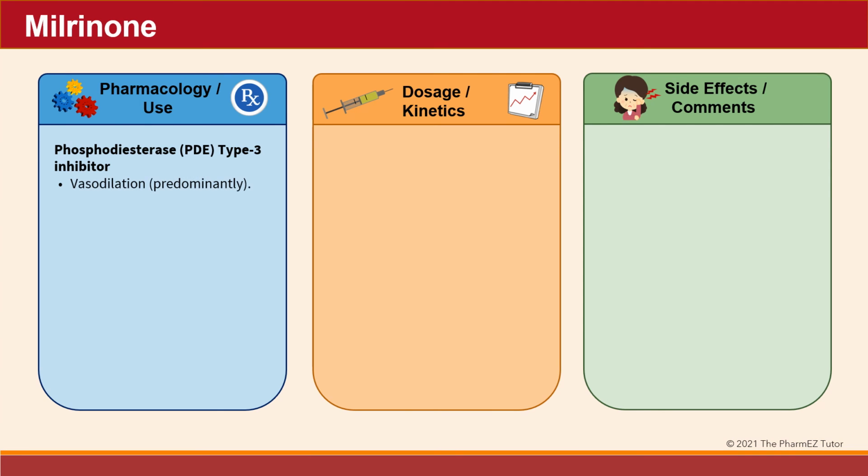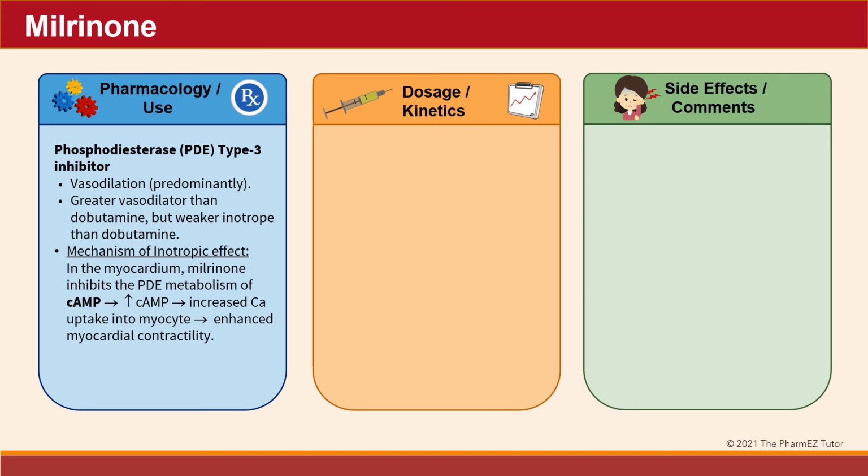Milrinone is predominantly a vasodilator. It's a greater vasodilator than dobutamine is, but it's a weaker inotrope than dobutamine. Its mechanism of inotropic effect is that it inhibits phosphodiesterase metabolism of cyclic AMP. An increase in cyclic AMP increases calcium uptake, resulting in myocardial contractility.